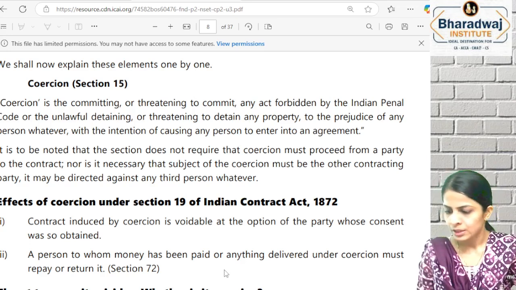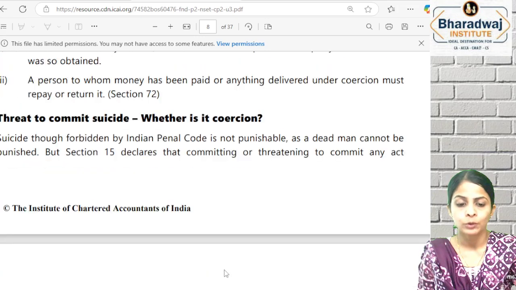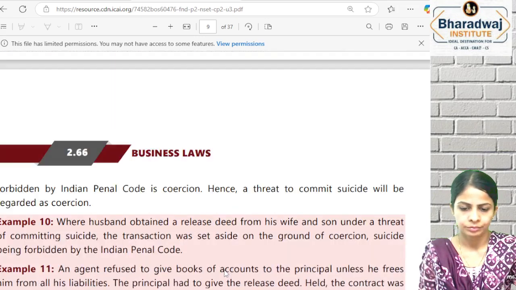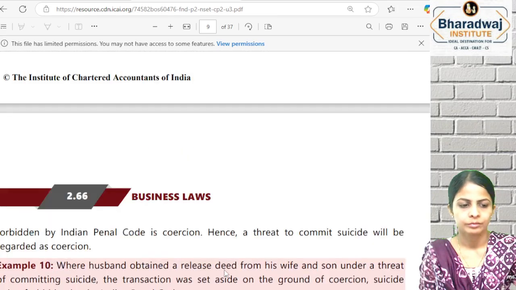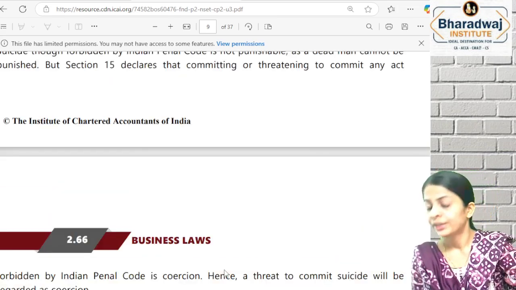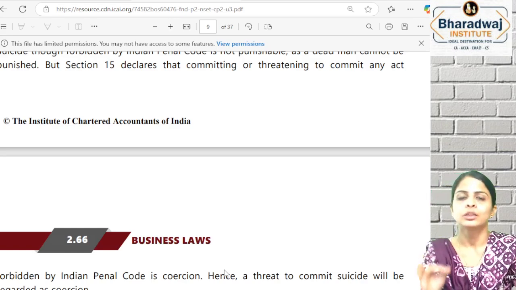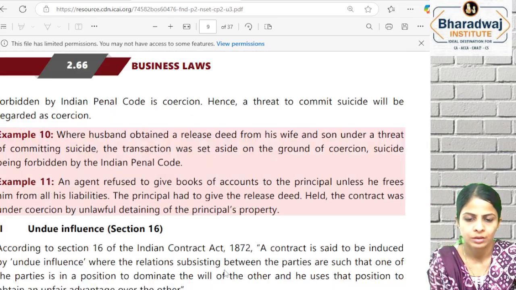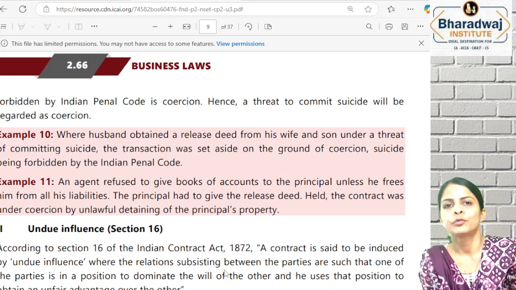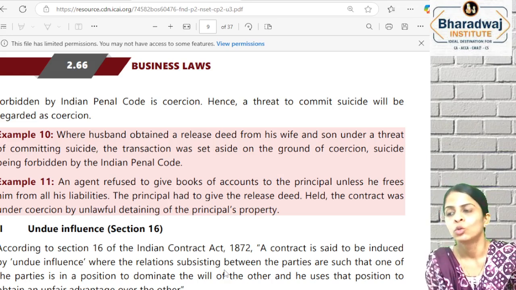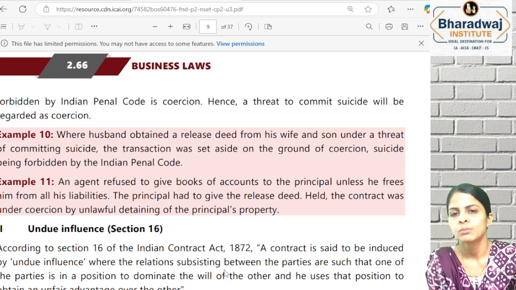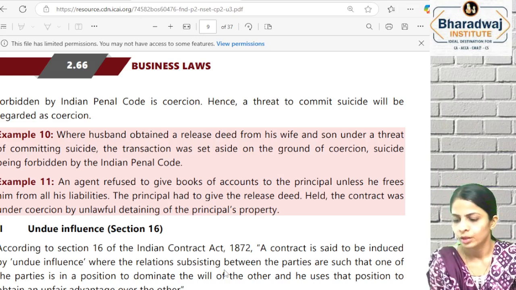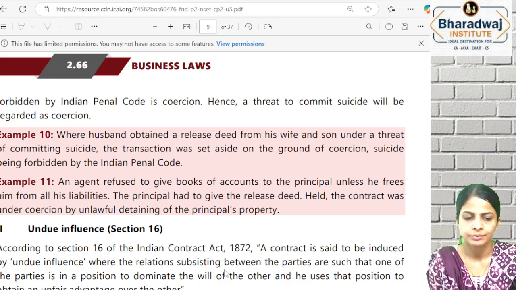Clear? Second one is undue influence. You can write one note also. Threat to commit suicide is also forbidden by the Indian Penal Code. So it comes under coercion. Threat to commit suicide.